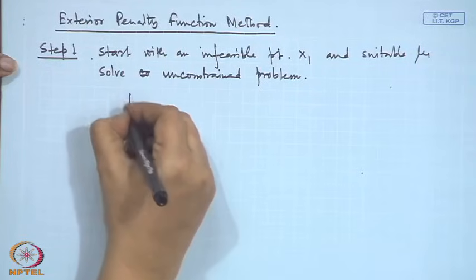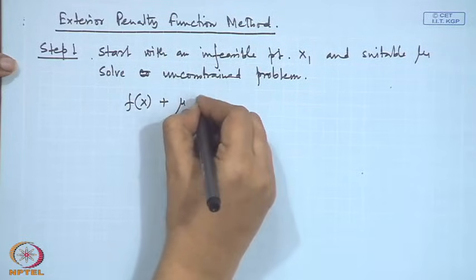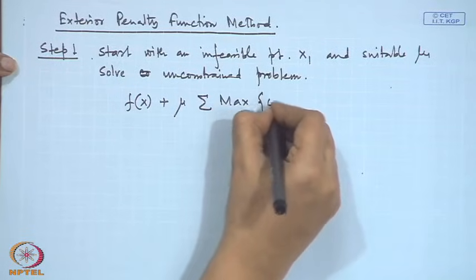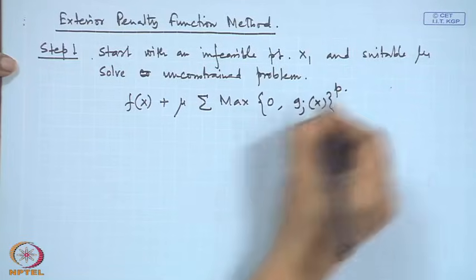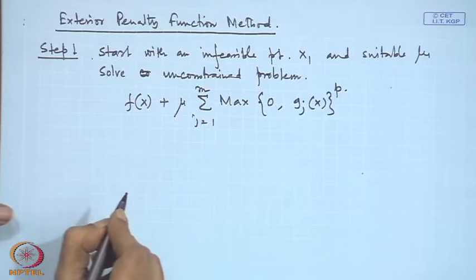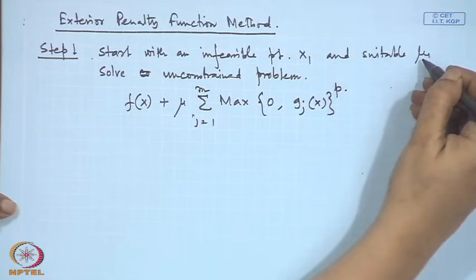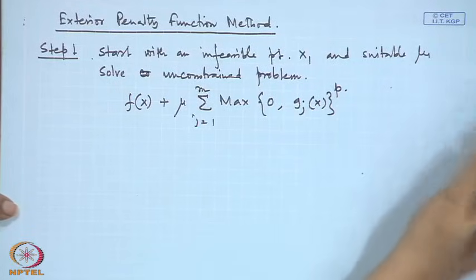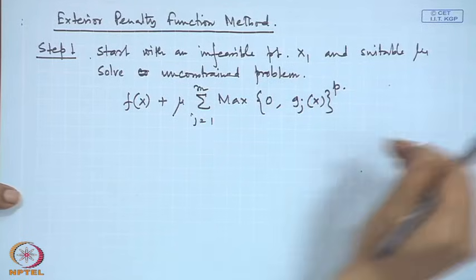What is that problem? The problem is f x plus mu summation max of g j x to the power p. For different values of mu, we will solve this unconstrained optimization problem. First we will start with a suitable mu, and mu should start from a very small value, because we are approaching the high value. With mu tending to infinity, we will get the solution.